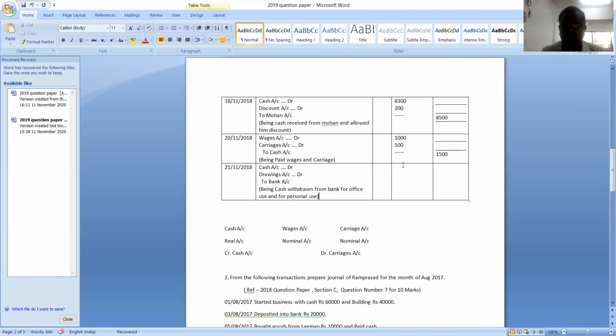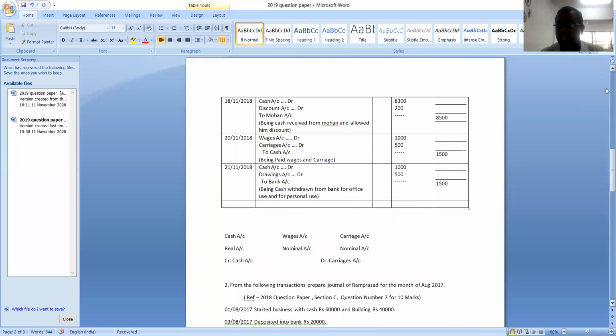Understood? Okay, now cash account debit. How much cash is withdrawn from bank for office use? 1000. How much cash is withdrawn from bank for personal use? 500. Here this is nil, right? And this is nil, right? Now parallel to the name of the account that is credited, that is bank account, how much should we write? We should write 1500, which is the sum of this. Understood? Okay. Now let us move to the next transaction.